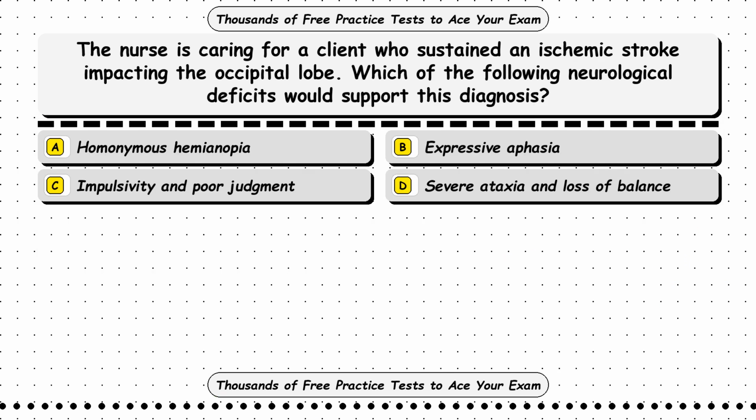Question 139. The nurse is caring for a client who sustained an ischemic stroke impacting the occipital lobe. Which of the following neurological deficits would support this diagnosis? Option A, homonymous hemianopia. Option B, expressive aphasia. Option C, impulsivity and poor judgment. Option D, severe ataxia and loss of balance.